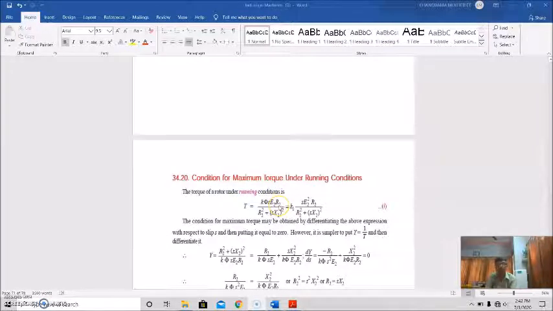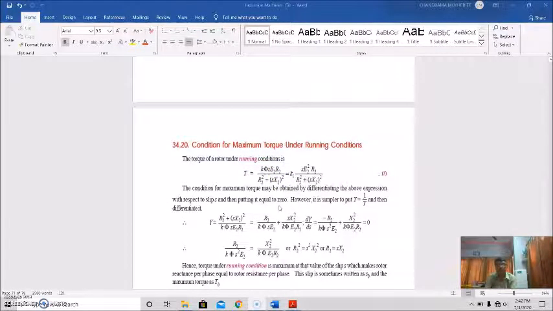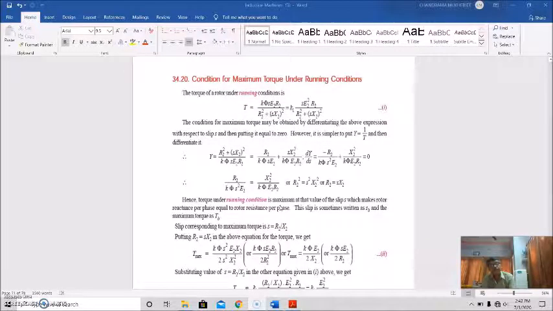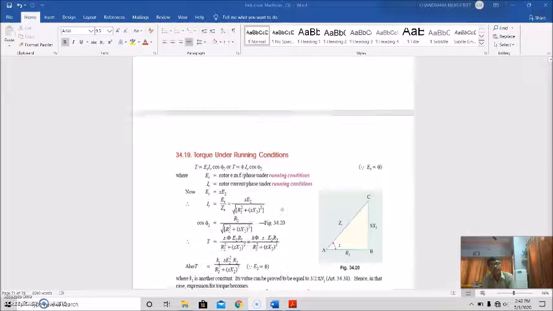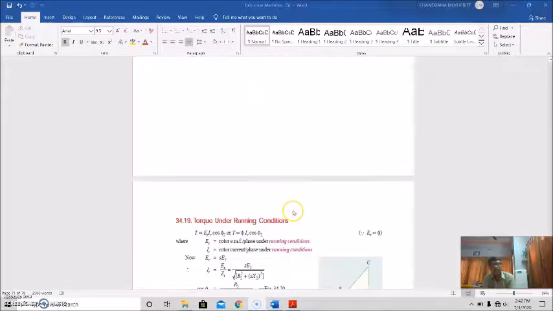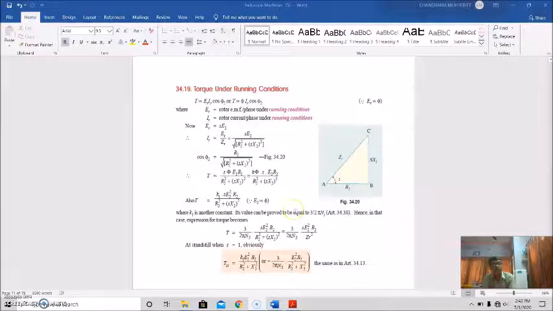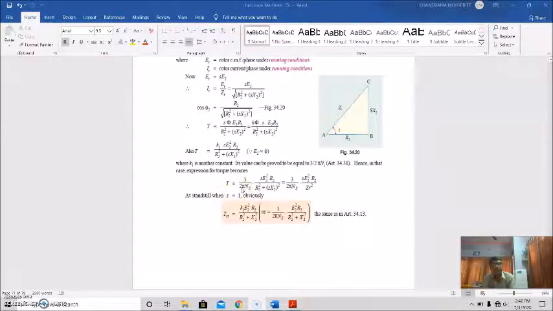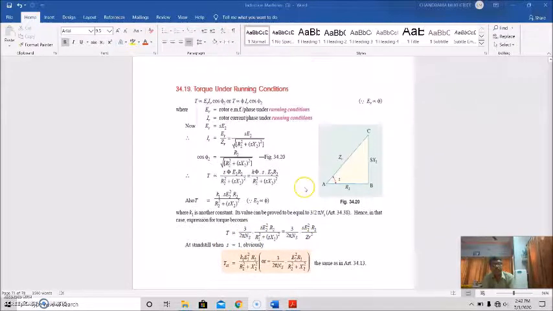Now if we find out the condition for maximum torque under running conditions, before doing that, once again, should I discuss this? This is the torque under running condition. Is it clear? Okay. And putting S equal to 1, you will get from this expression of the running torque the starting torque. At standstill conditions, S equal to 1.